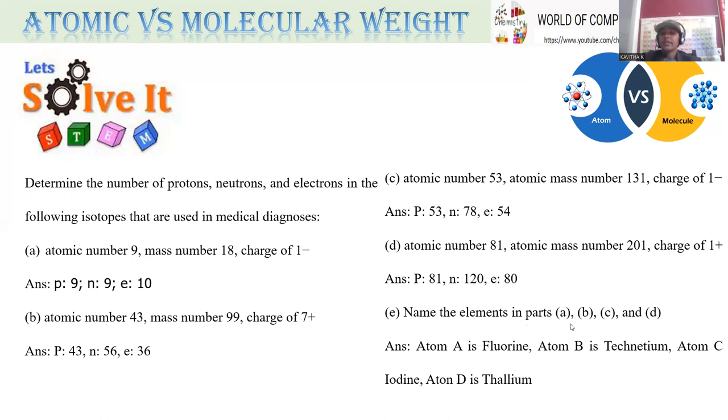Name the elements in parts A, B, C, D. So the last problem is that we have to identify which element it is. Atomic number 9 means what? Fluorine. Atomic number 43 means what? Technetium. Atomic number 53 means what? Iodine. Atomic number 81 is thallium. In this manner, based on atomic number, it's simple to identify which element it is. So these are problems purely based on subatomic particles present in the atom. Atomic number, mass number, and charge are provided, and we have to identify the subatomic particles present in the given atom.